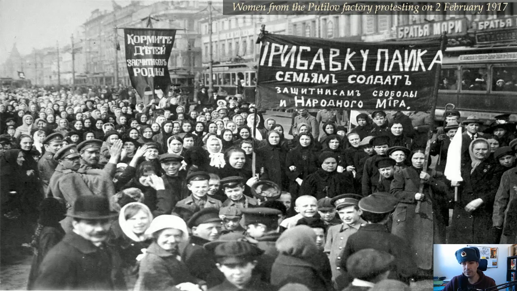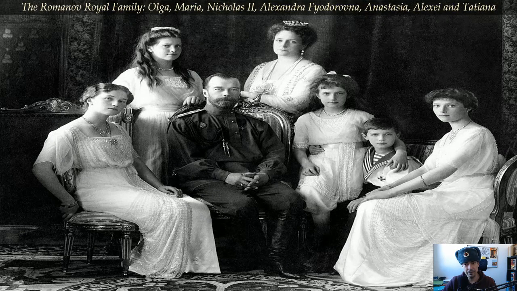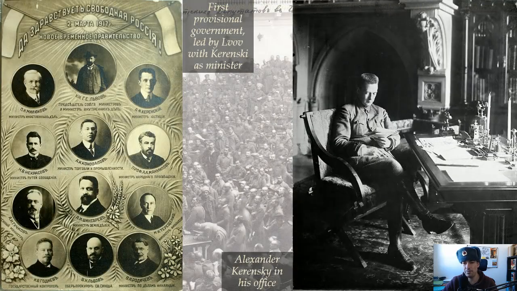Here, this is the start of the February Revolution with the strike of the women, the wives of the workers in the Putilov factory. This is the royal family, the Romanovs, the Tsar, his wife Alexandra, the Tsarevich Alexei, and their four daughters. Okay, this is Anastasia, the famous Anastasia Romanov, who was said to have survived the assassination of the royal family. Bullshit. She was shot also alongside her family.